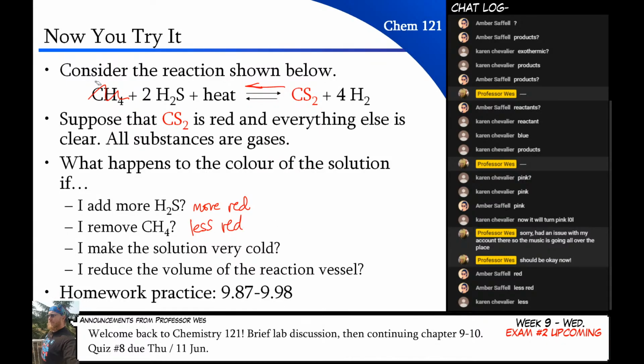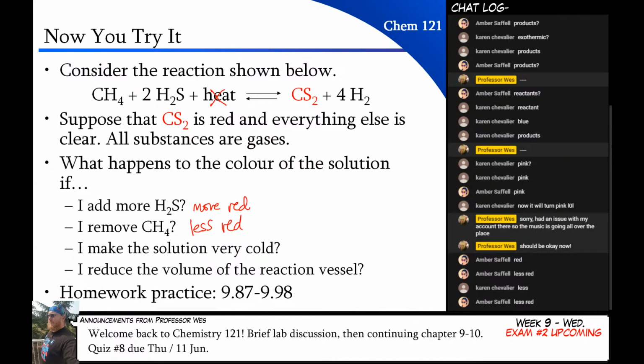All right. What if I make the solution really cold? What does cold do to my heat? It means I'm removing it, right? So what will happen? Will it turn more or less red if I make it really cold? It should turn less red. Very good.